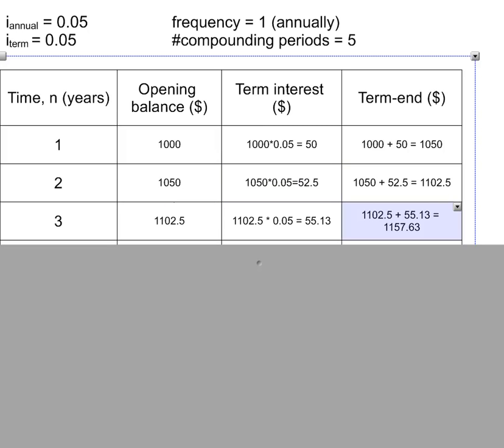Okay, as you can see here, the effect of compounding continues. The 5% constant growth rate continues to be applied to the opening balance, and we can see the effect of the compounding.